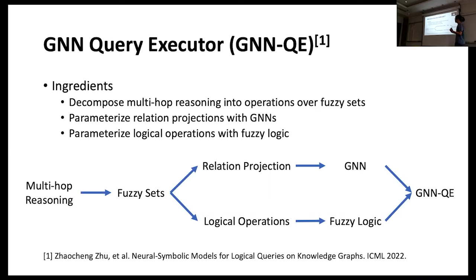And we parameterize the operations with GNNs, which is actually inspired by MBFnet. And we also parameterize some logic operations with fuzzy logic. So the idea is to combine GNN and fuzzy logic to reach GNQE.